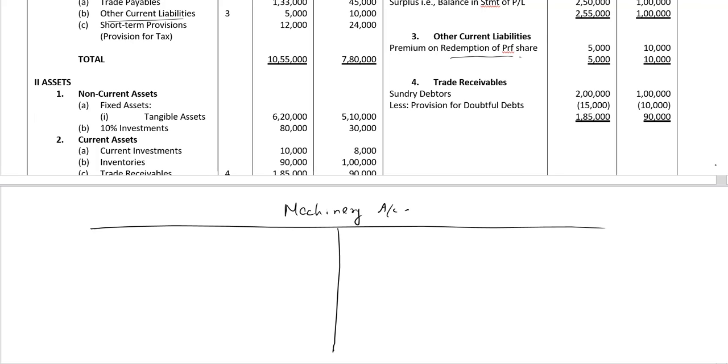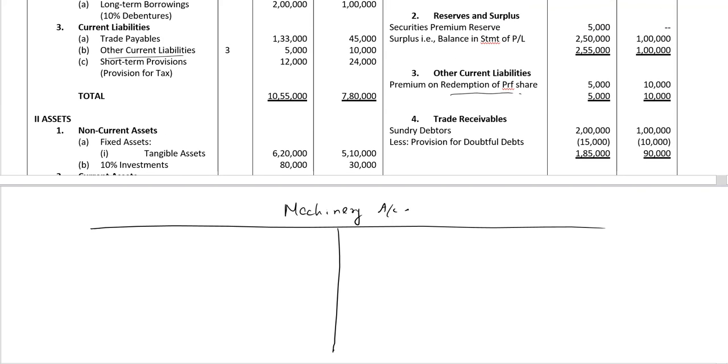The fixed asset, under tangible assets, has an opening balance of 5,10,000 and a closing balance of 6,20,000 rupees. That is the opening and closing balances of the machinery account. Since the balances of accumulated depreciation or provision for depreciation are not given, we know it's the first method. So we'll just open the fixed asset account, or in this case, the machinery account. We'll bring down the balances.